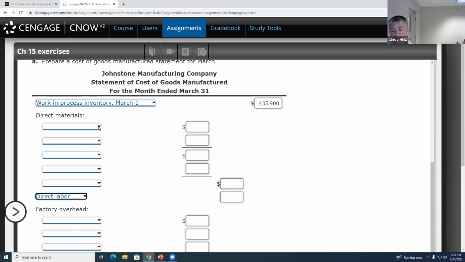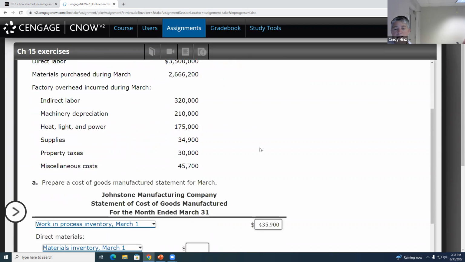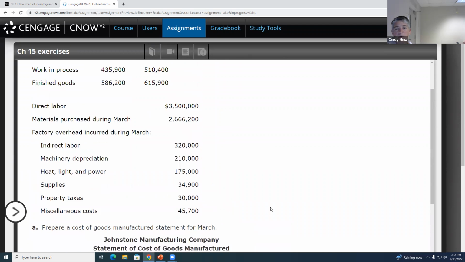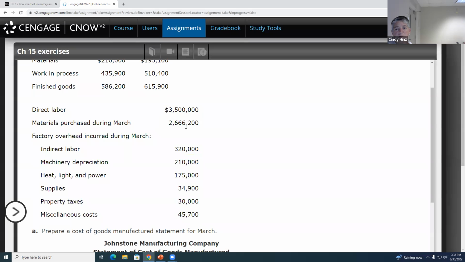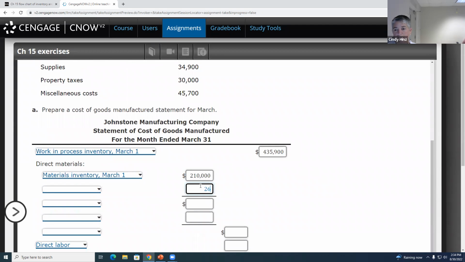To calculate the direct materials, again, we start with, well, what did we have at the beginning of the month? And that's right here. We had $210,000 worth of materials at the beginning of the month. But we were told that we actually bought a whole bunch more. So right here is how much we purchased and added to that materials inventory during the course of the month. Probably not all at once, but it's $2,666,200 that we purchased during the month.